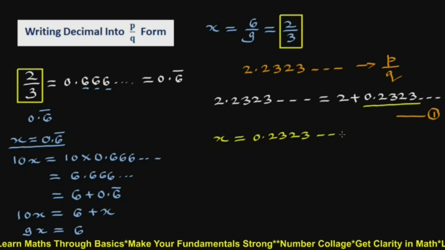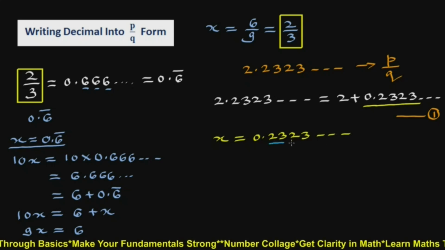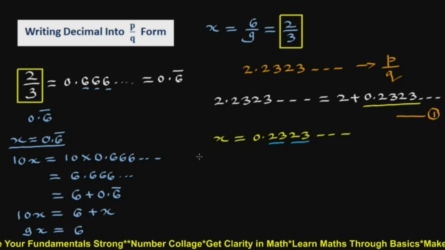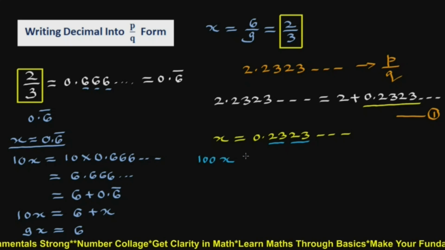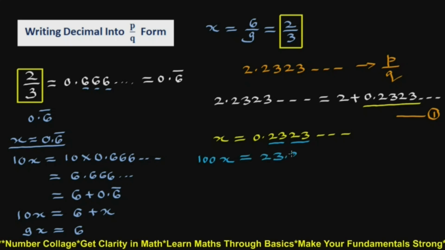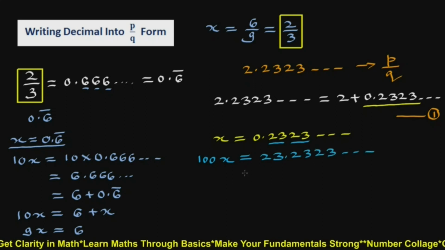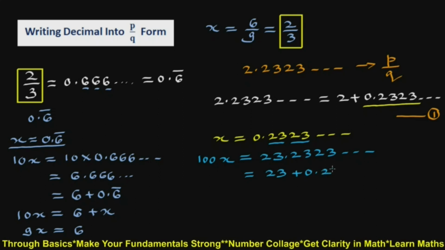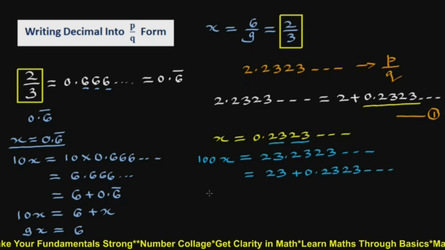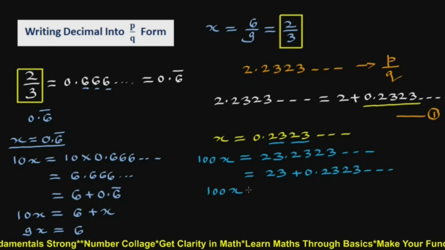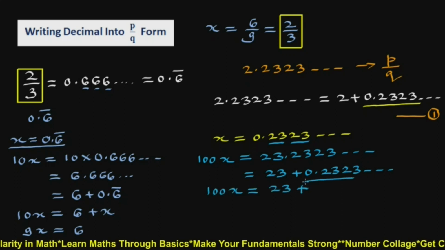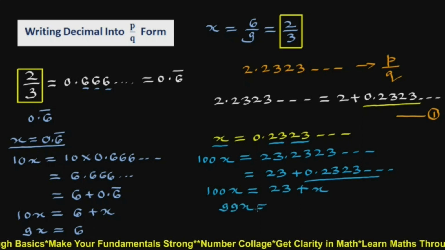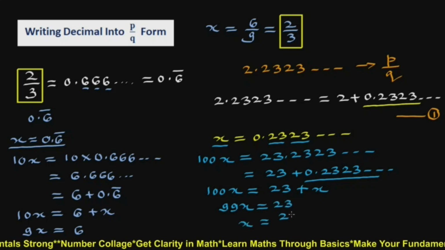So x is 0.2323 up to infinity. Now here a group of two digits 23 is getting repeated. So we multiply this by 100. So this is 100x is equal to 23.23, 23 up to infinity. This we write as 23 plus 0.23, 23, so on and so forth. So 100x equals 23 plus, for this we write x. So 99x will be 23. So x will be 23 upon 99.